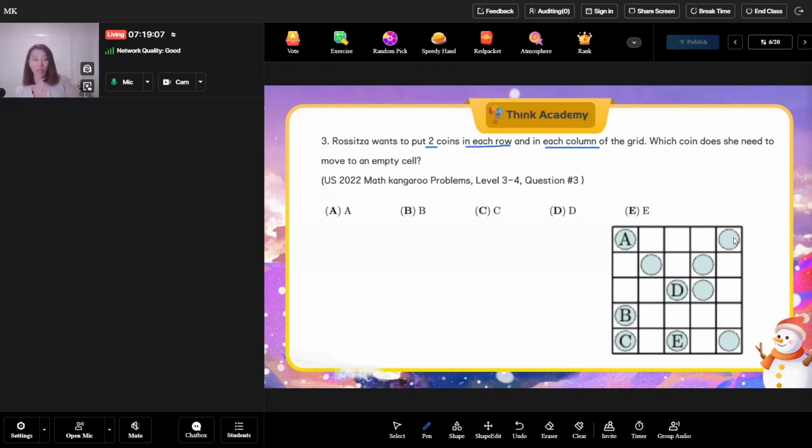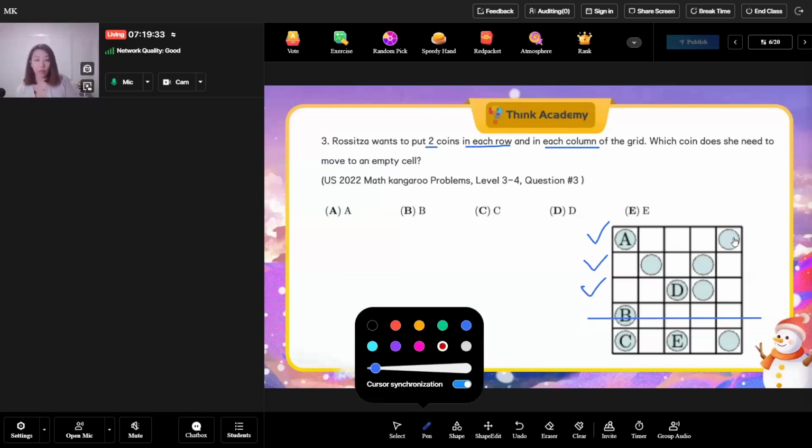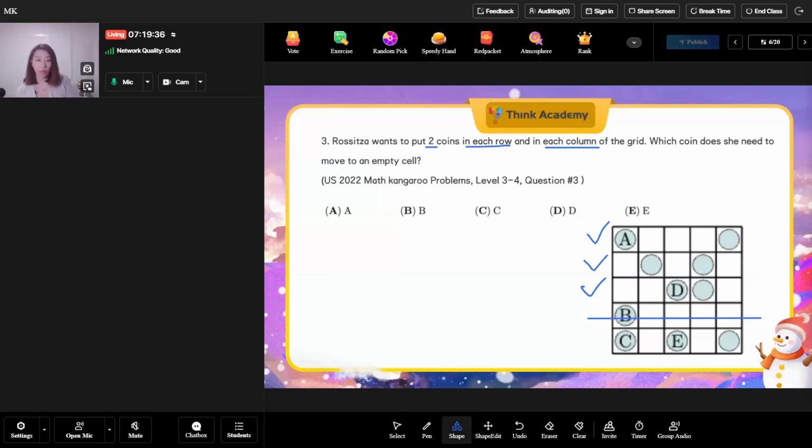We can actually check row by row and column by column to see which row or which column is not correct, right? So let's take a look. Row 1, 2 coins, no problem. Row 2, no problem. Row 3, no problem. Row 4, only one. That is the problem, right? This row is not correct. Okay, then the next row, 3 coins, also incorrect. So let's mark this row.